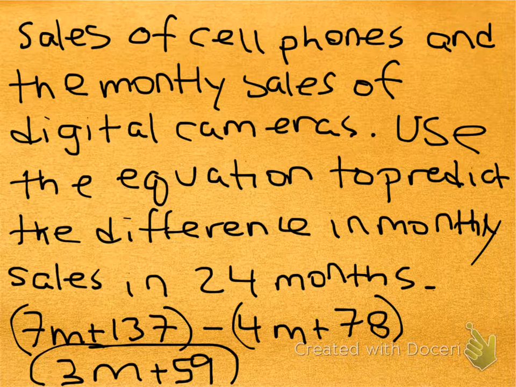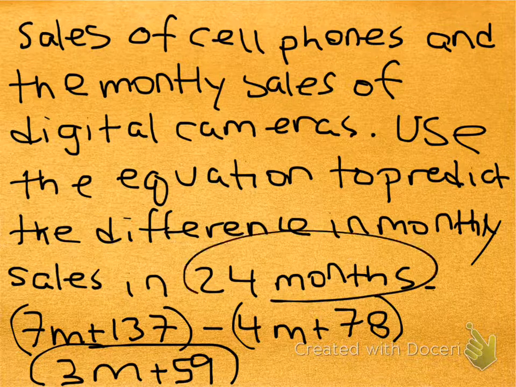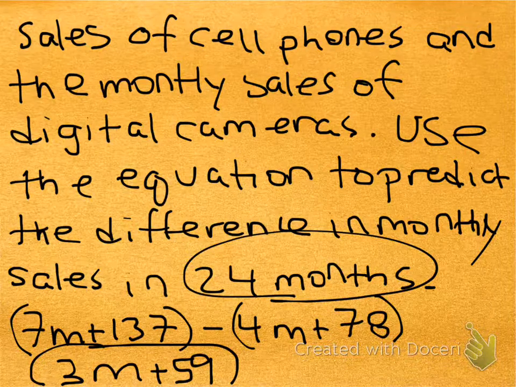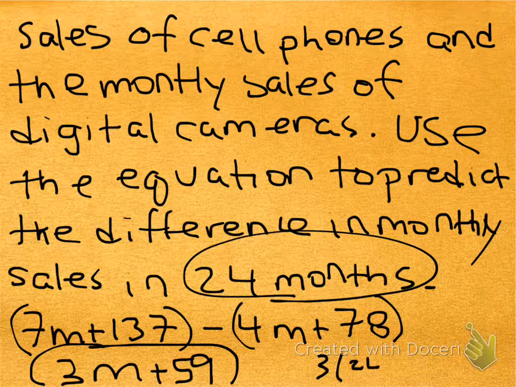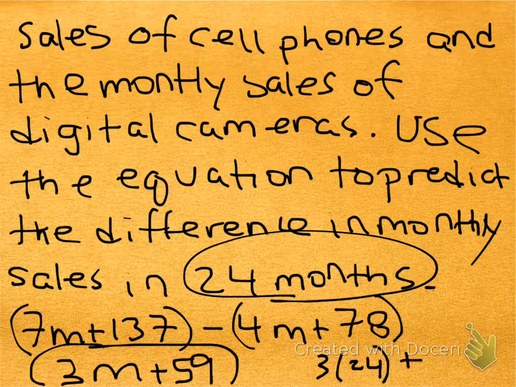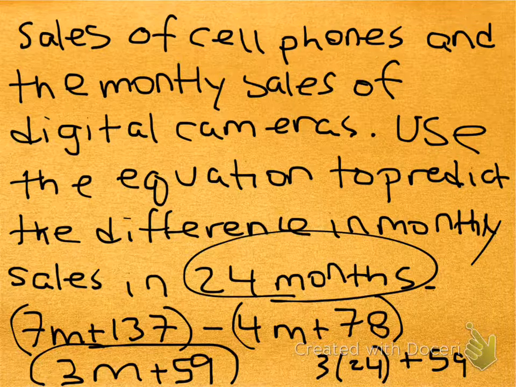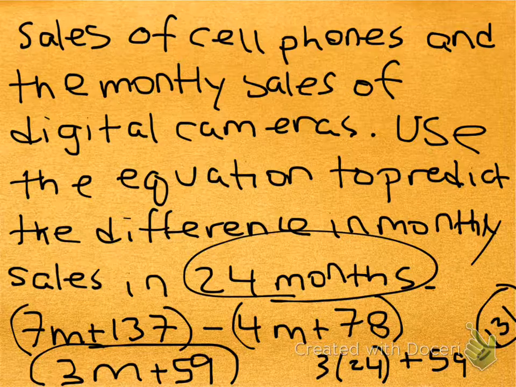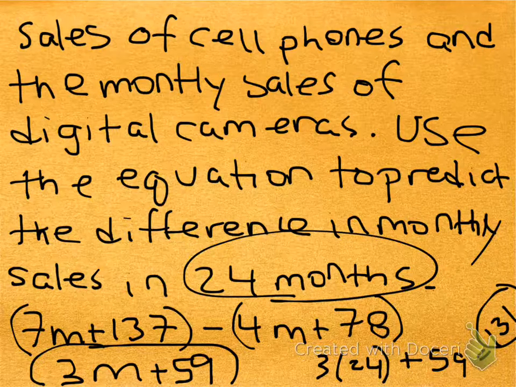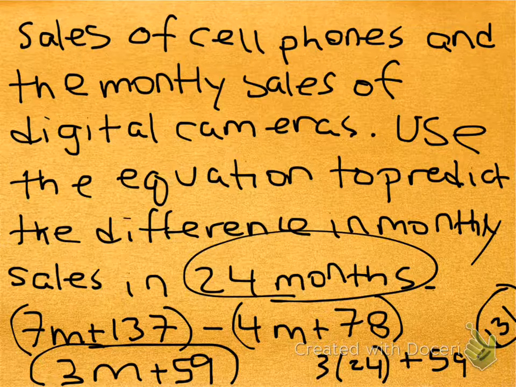And then we're using the equation to predict the difference in monthly sales in 24 months. Since m represents months, we're going to plug in 24 for m. And we get 131. So those would be my final two answers. And that concludes Lesson 8.1 on adding and subtracting polynomials.